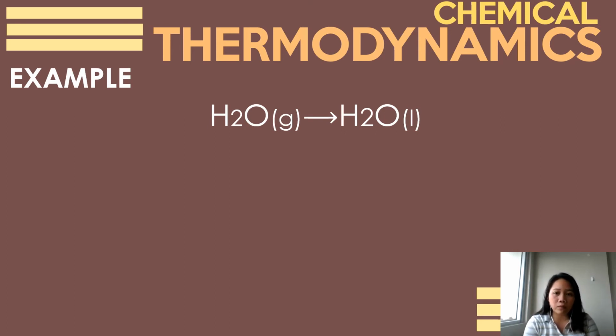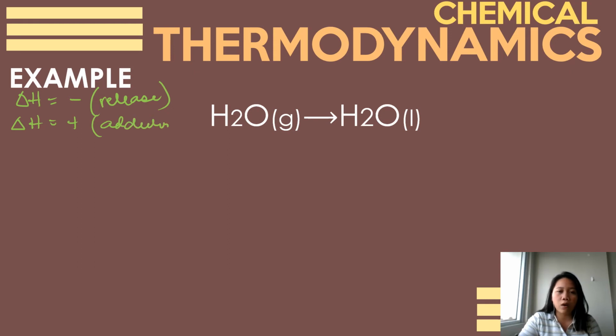So because of that, we could actually hypothesize that there should be a release in energy for you to be able to have this chemical reaction. For you to change gas to liquid, you need to make sure you lose energy, you remove energy. So we are expecting that the delta H value that we should have here should be negative. Because when you have a delta H value that is negative, that means there is a release in energy. Well, if your delta H is positive, then therefore there is an addition of energy.